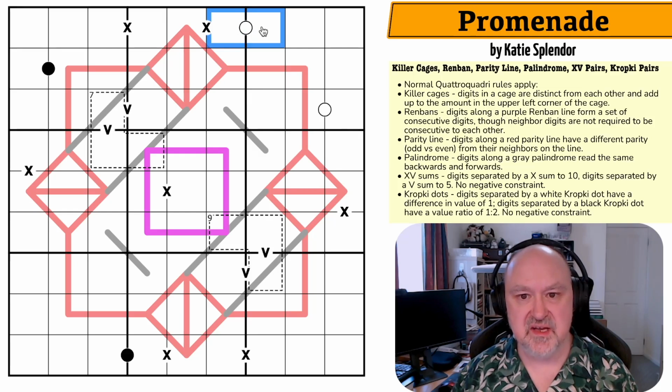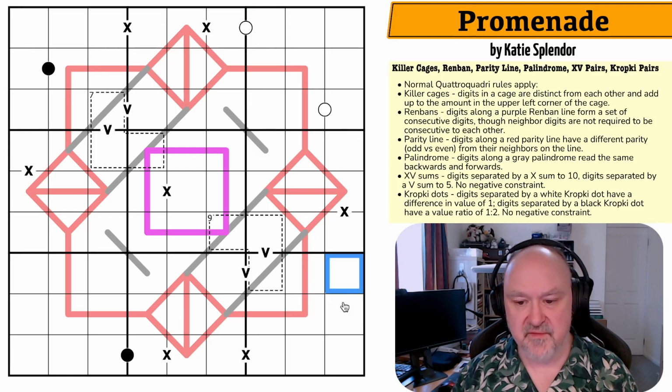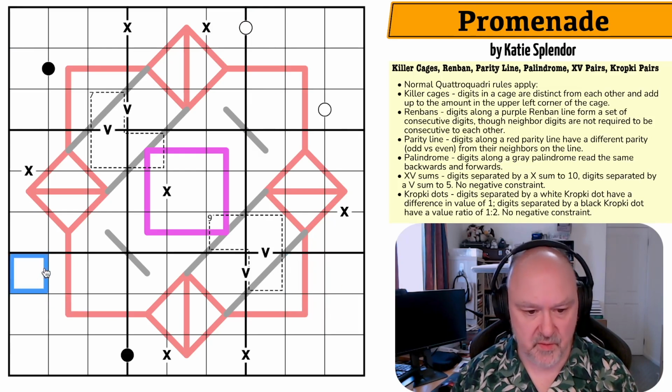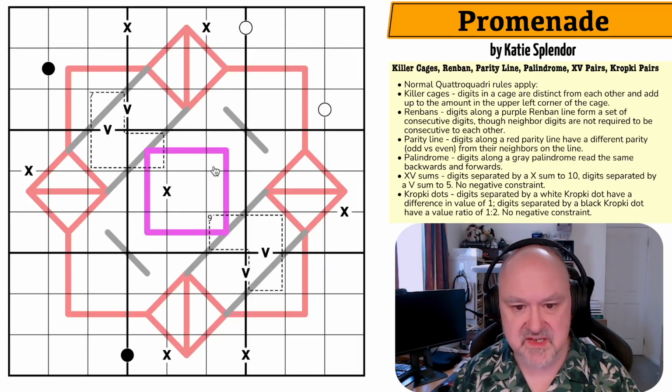So these digits have a difference of 1. These have a ratio of 1 to 2, but it's perfectly fine for there to be a difference of 1 or a ratio of 1 to 2 elsewhere in the grid. They're the rules. I'm going to restart the puzzle to restart my timer. Let's give this a shot.